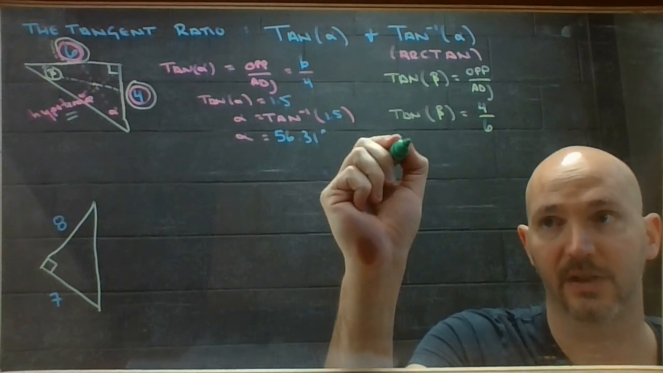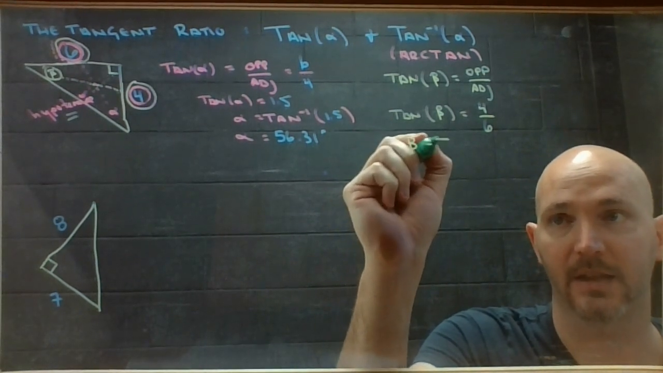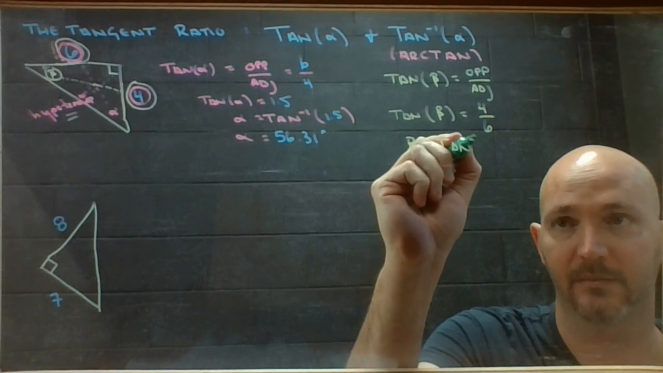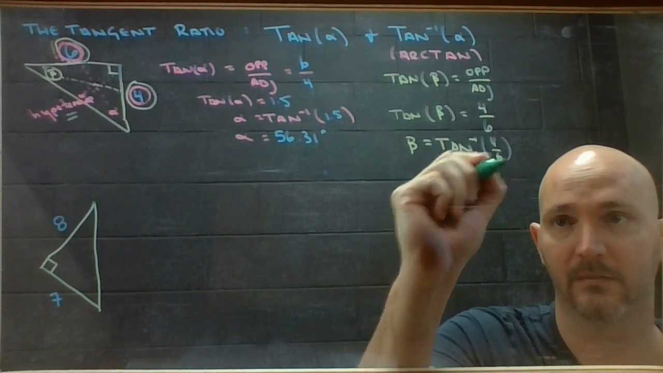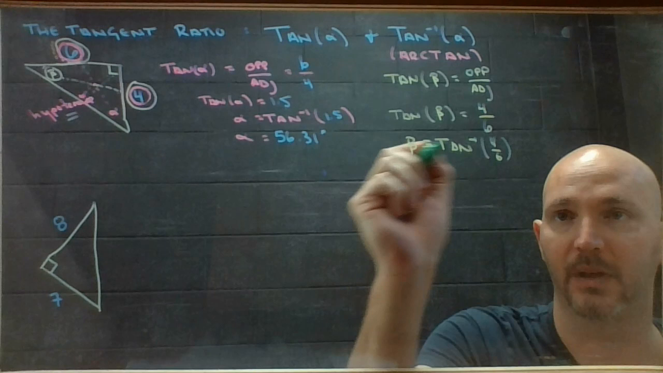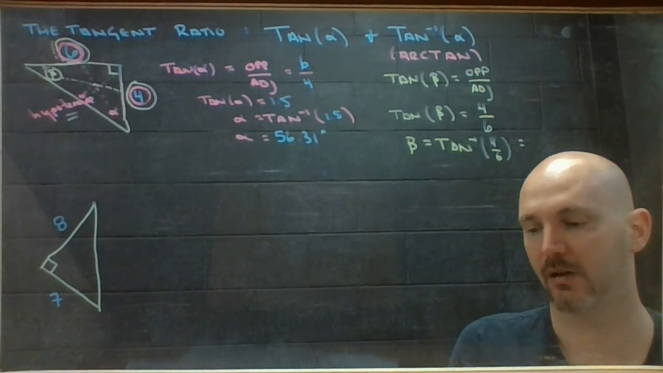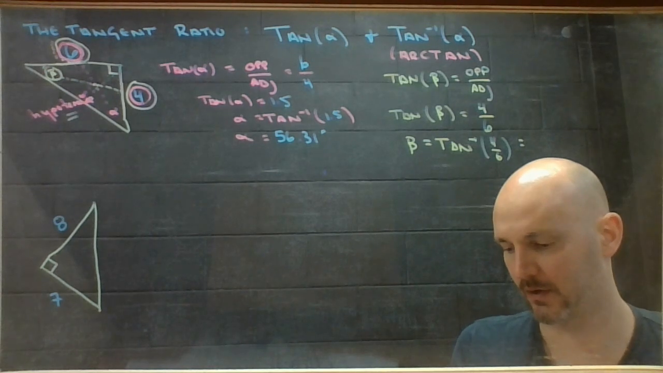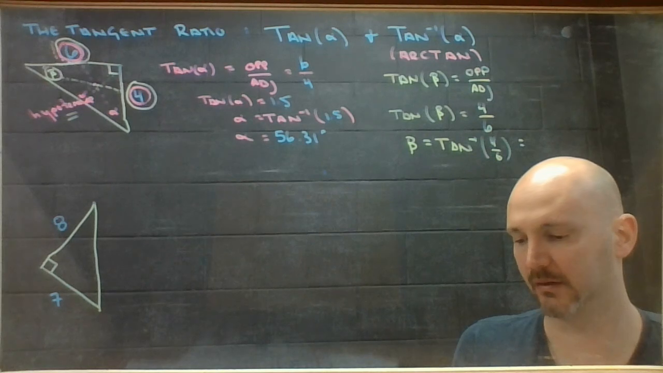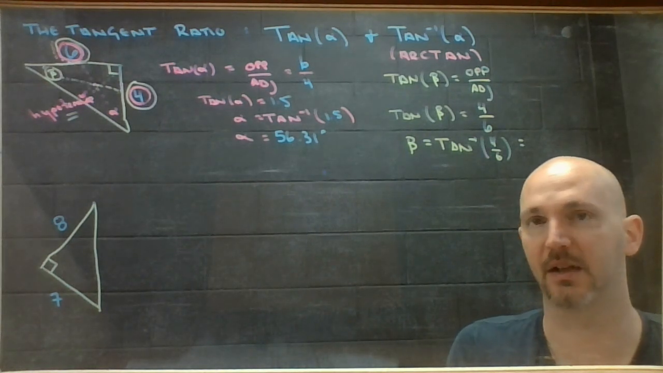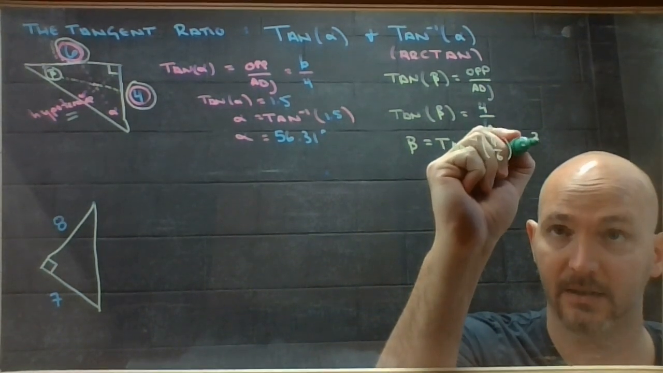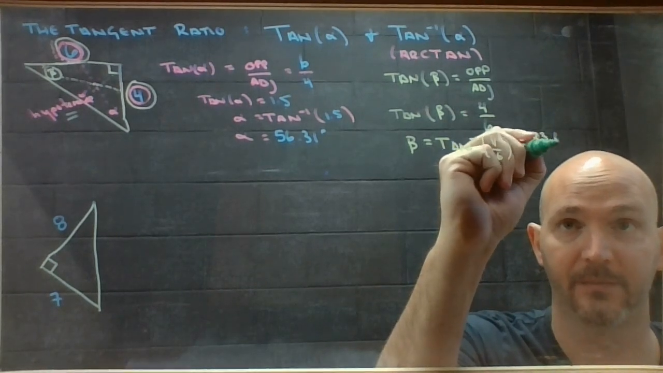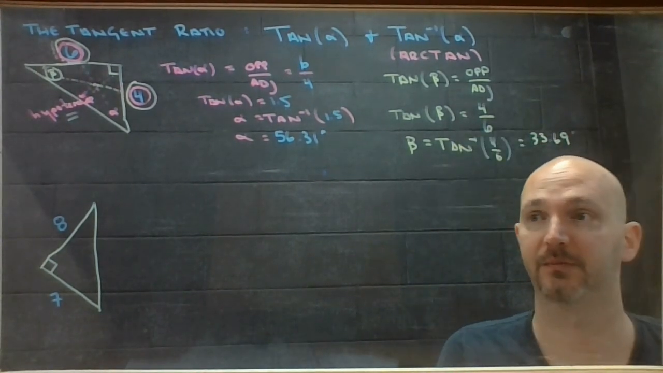So to finish here, I'm going to throw arctan on the other side. And I end up with arctan 4 divided by 6 gives me 33.69 degrees, which is familiar from the previous example.